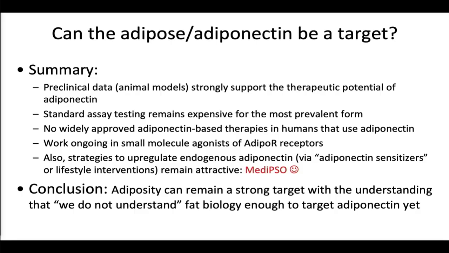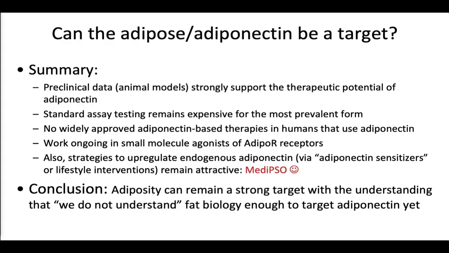So can adipose or adiponectin be the target? This is the best I could come up with. Preclinical data supports it. Standard assay testing remains expensive. No widely available adiponectin tests exist. Work on small receptor antagonists is ongoing. The best strategies to upregulate endogenous adiponectin remain attractive, and I pull the call out for MEDISO.